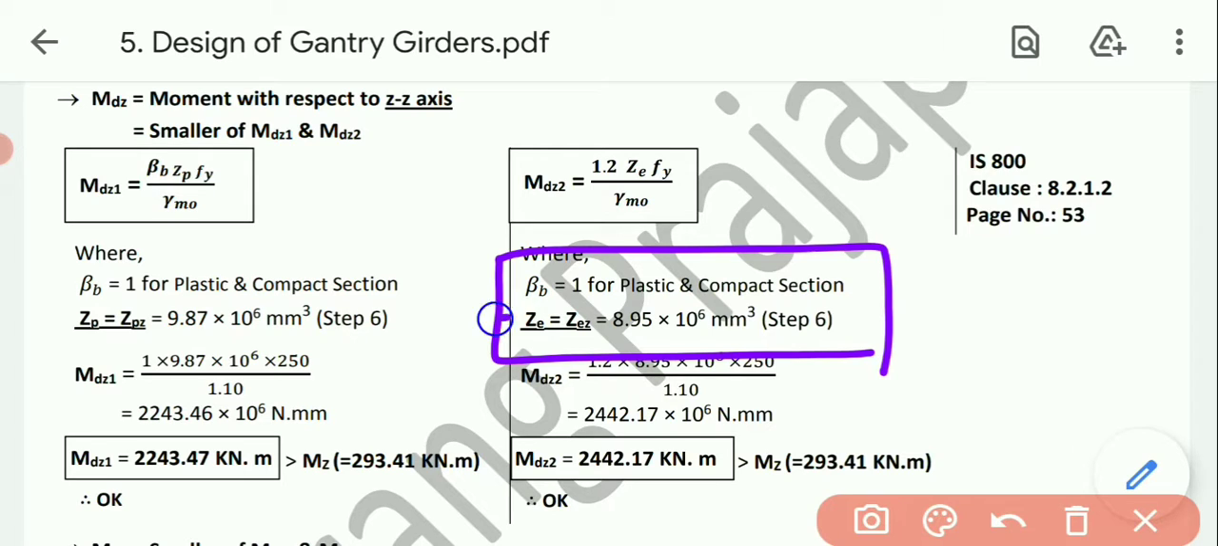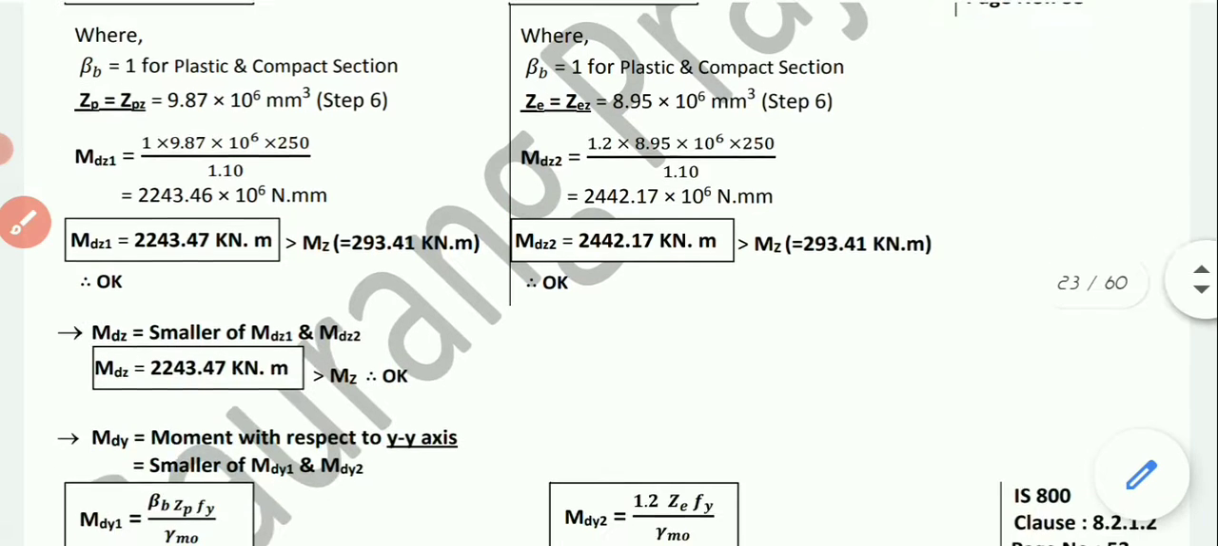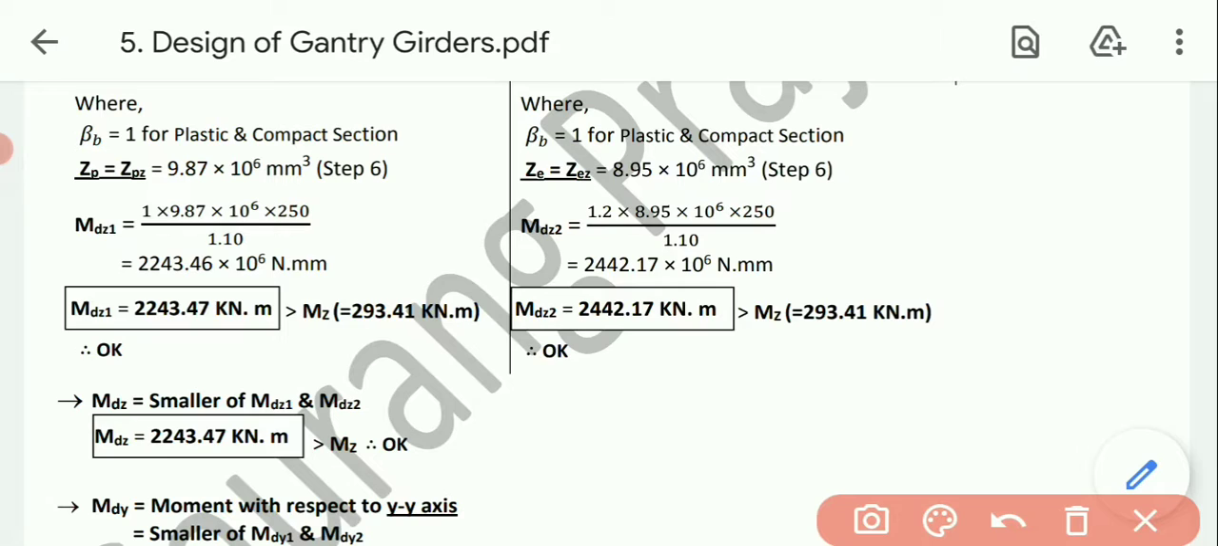Let's put down this value over here. So 1.2 Ze, 8.95 into 10 raised to 6, fy 250, gamma m0 1.10. By simplifying, I will get the answer Mdz2, that is 2442.17 into 10 raised to 6 newton mm. Let's convert it into kilonewton meter: 2442.17 kilonewton meter. It should be greater than Mz, that is 293. That's okay. So finally Mdz equals the minimum of these, so minimum will be this one, and it is greater than Mz of 293, hence okay.